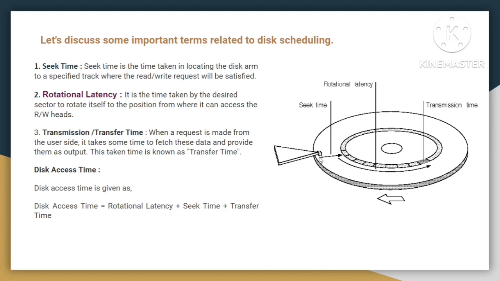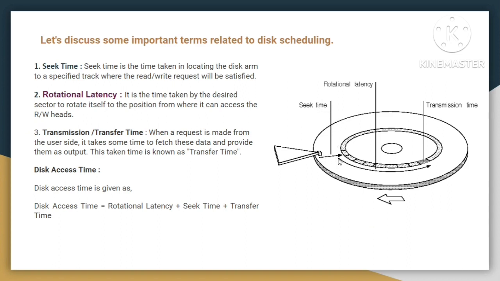For example, this is the read-write head, and we have to access this track. So we have to go from this position to this track. This time is known as the seek time. As shown in this diagram, this is the seek time.